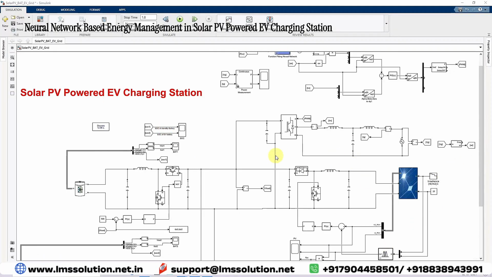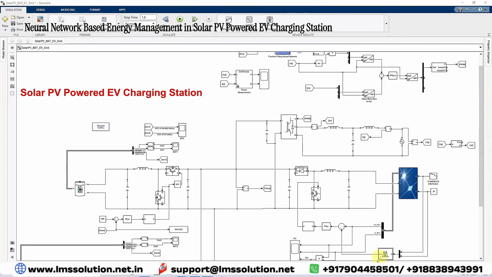Here we are going to use a single phase grid. This is a single phase inverter connected to the grid via an LCL filter. I am going to measure the grid voltage and the inverter current. Based upon the grid voltage and inverter current, we are going to share the power from the grid and to the grid.